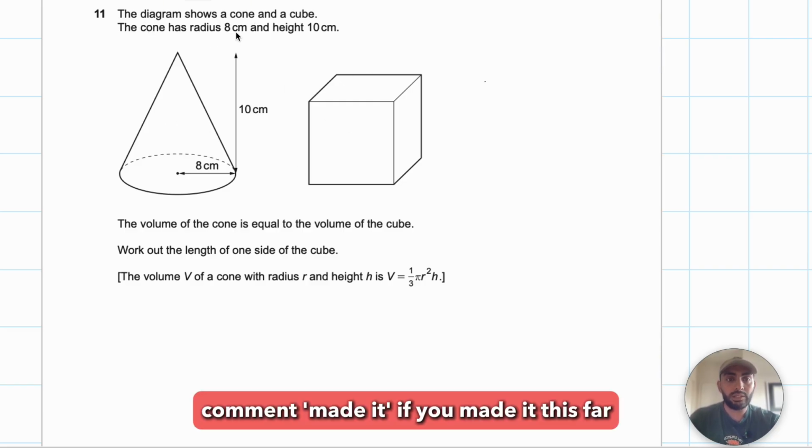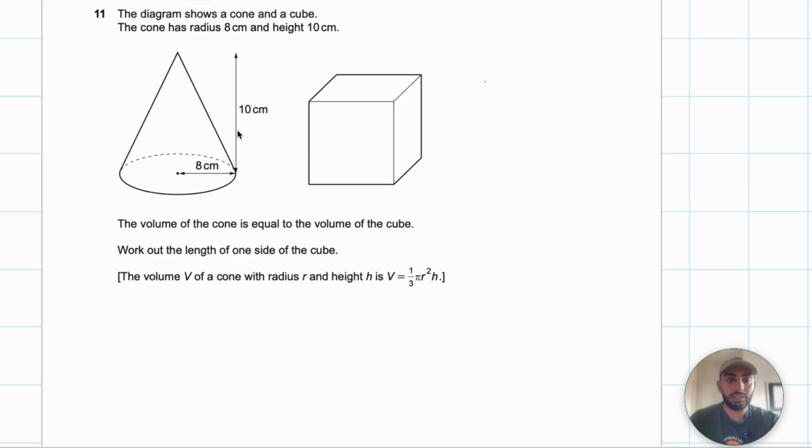The cone has radius 8 centimeters and height of 10 centimeters. The volume of the cone is equal to the volume of the cube. Both of these are the same as each other. Work out the length of one side of the cube. This is the length that we're trying to find.